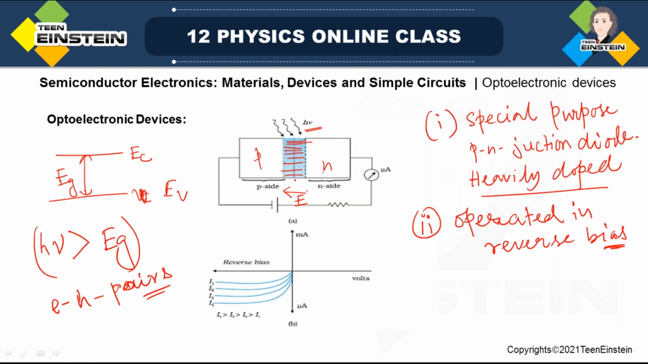Because of this large electric field, the electron hole pairs generated at this p-n junction, near the depletion region, will be attracted or collected on either side of this junction. Holes will go along the field direction. So if electrons and holes are created at this depletion region, then what happens?